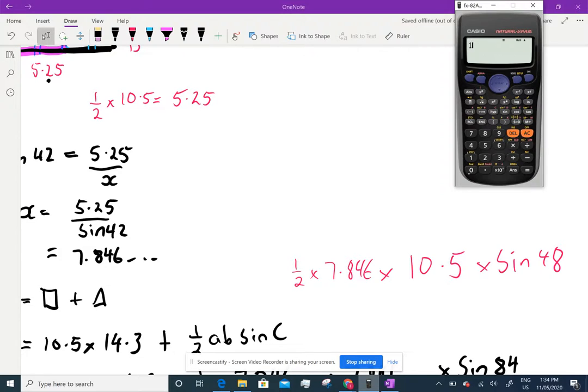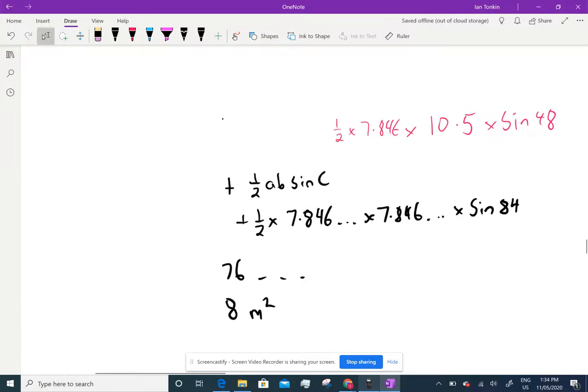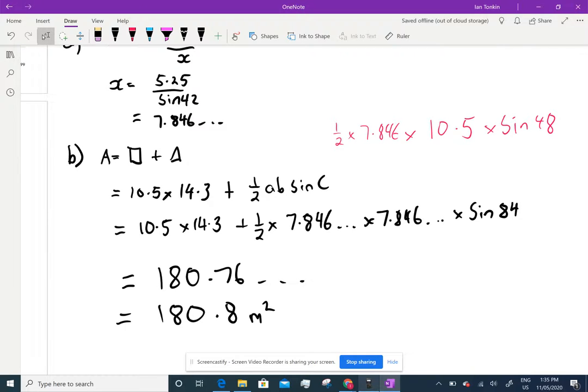So I just go the whole thing, 10.5 times 14.3 plus 0.5, a half, times my answer times 10.5 times sine 48. And I get exactly the same answer. Do you notice? I get 180.76, which is exactly what I got down here. So why did they get a slightly different answer? Because I bet they rounded. I don't think they would have used their calculator version of that. I think they might have rounded that to 7.8.